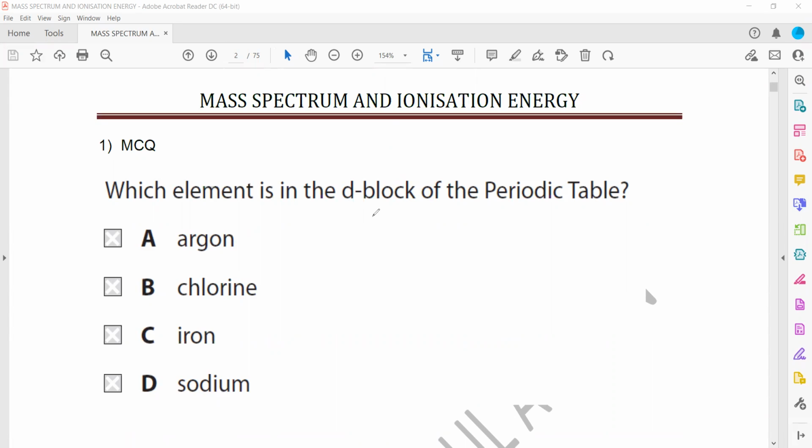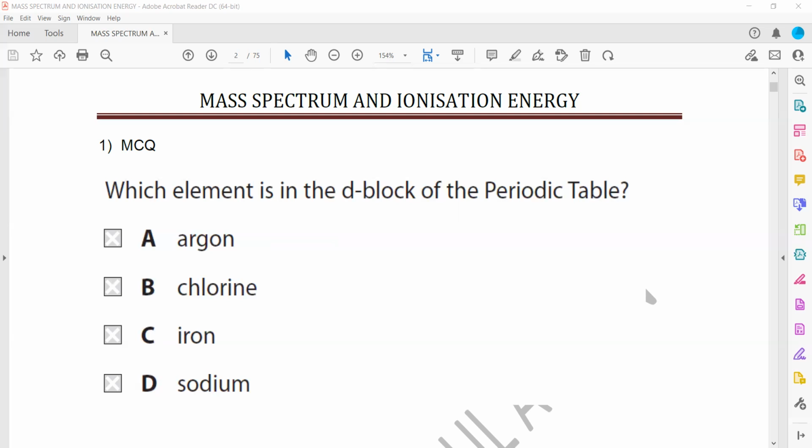Which element is in the D block of the periodic table? So actually, the whole periodic table is divided into blocks. The first two groups are the S block elements. Then group 3 to group 8 are P block elements. Then between group 2 and 3, we have the D block, and then at the bottom of the periodic table, we have the F block elements.